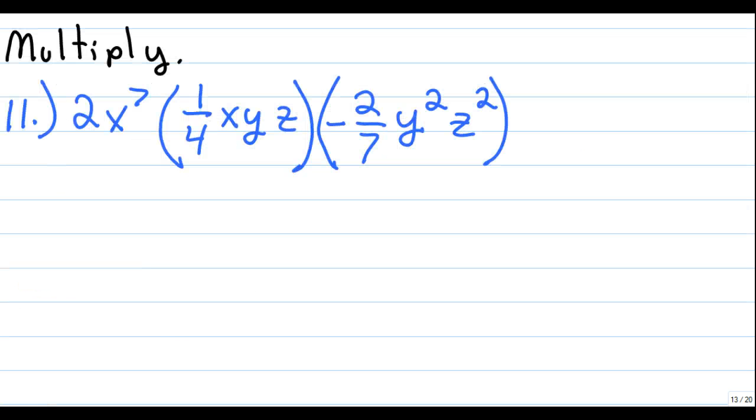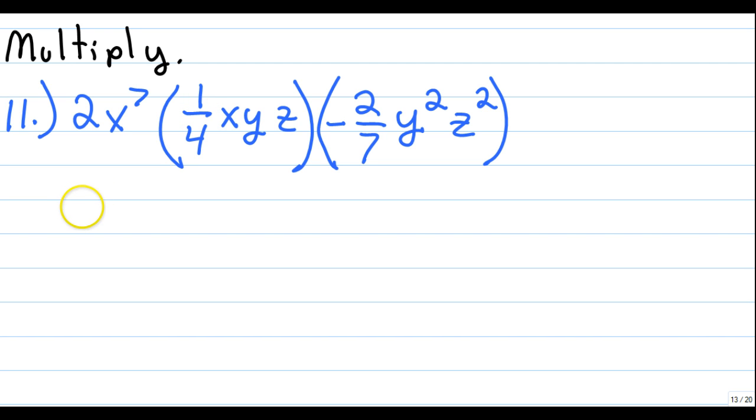Our next problem, we're just told to multiply, and we're given 3 individual terms to multiply together. With multiplication, remember, the commutative property says that I can multiply these in any order. So I can multiply the 2x to the 7th by the second polynomial or by the third polynomial. I can even take the second and the third and multiply them together first, and come back and deal with the 2x later. Well, let's go in the order that they're given. Let's start by multiplying this 2x to the 7th by the 1/4 xyz. We'll come back and deal with the last term after multiplying these first two.